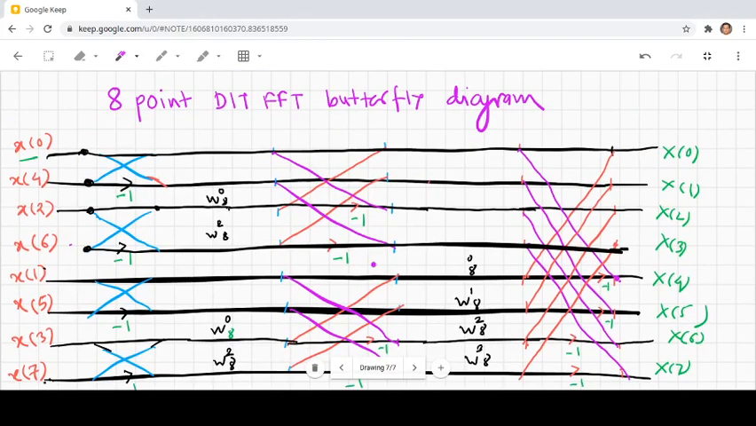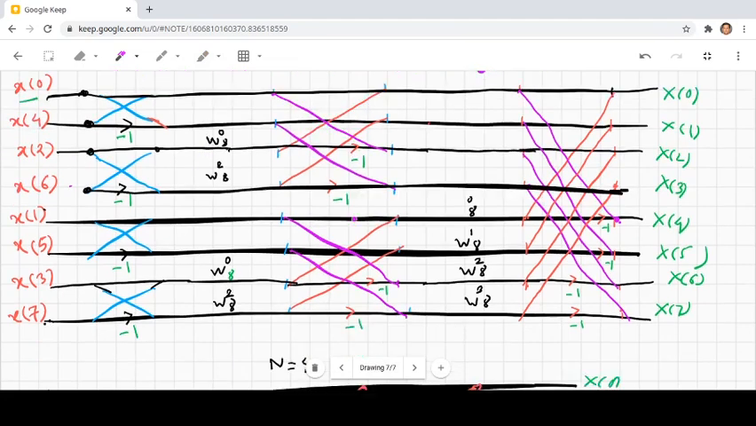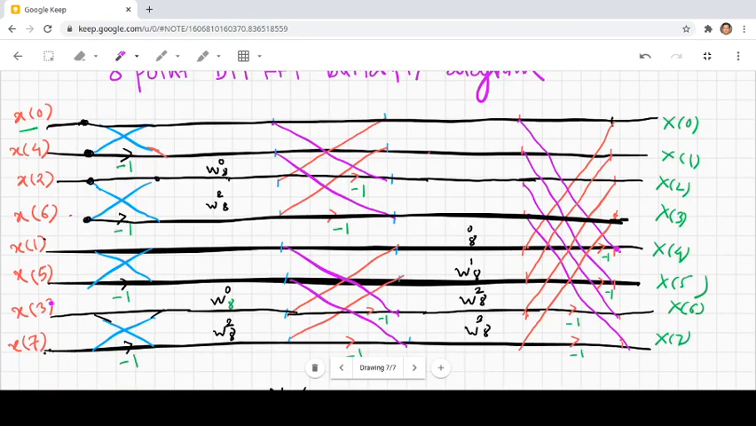Now let us discuss the 8-point DIT FFT butterfly diagram. We won't derive this butterfly diagram, but as we discussed earlier, we have to remember a few points regarding the DIT algorithm. In the DIT algorithm, we should draw the input in bit reverse order, and that bit reverse order is 0, 4, 2, 6, 1, 5, 3, 7. Then you have to draw small butterflies at the left and bigger butterflies to the right.